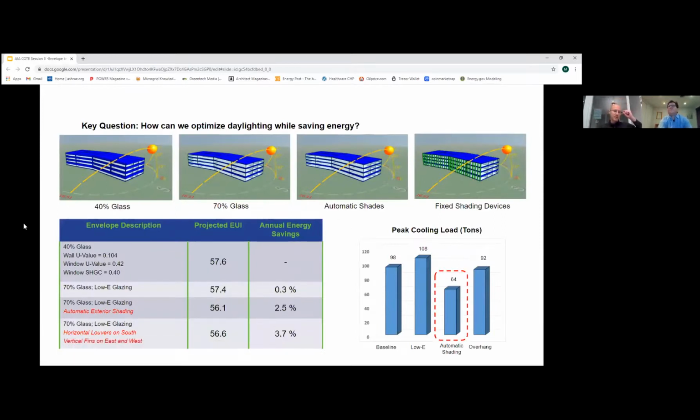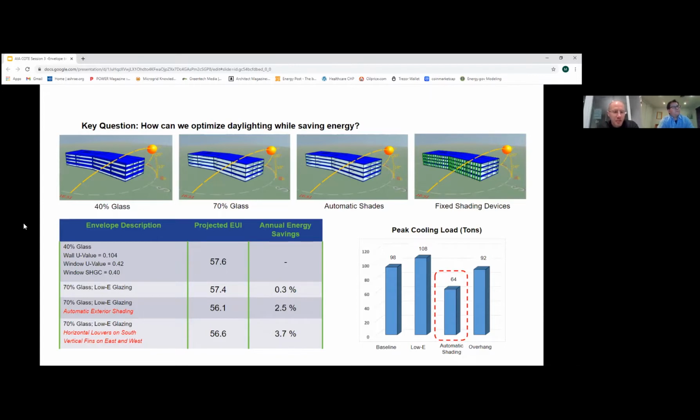So the key question for this study was, how do we optimize the daylighting in the building while saving energy? One of the main goals for this project was valued space, so increasing visible light into your space. There are studies that show the more light that goes into your building, the better the occupants perform. Typically, an engineer would say, build a concrete block. That's how you save energy, but that's not really what invites people to buildings at all. So the goal was to increase the glass percentage to 70% for the building.